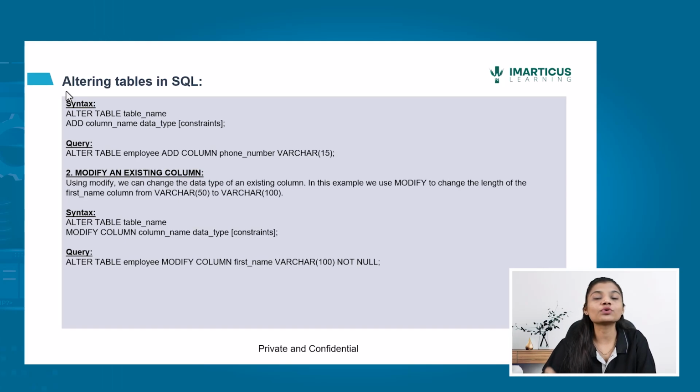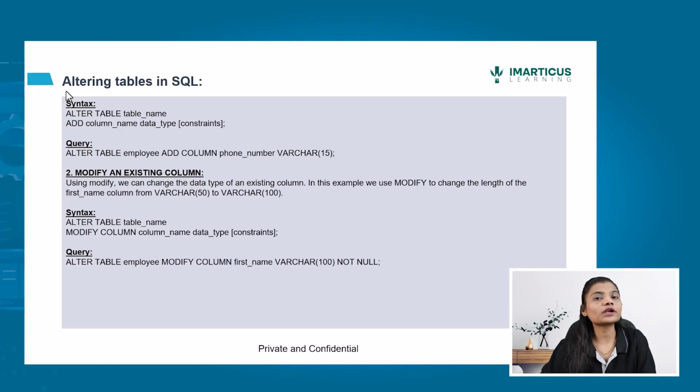If you add a keyword known as add, it will help you add a new column. So add column name, data type, and the constraints. As you can see, constraints are written in square brackets, which means they are not mandatory. And you can see a sample query which I have written: alter table employees, add column phone number with a varchar of 50. So that's what alter is.